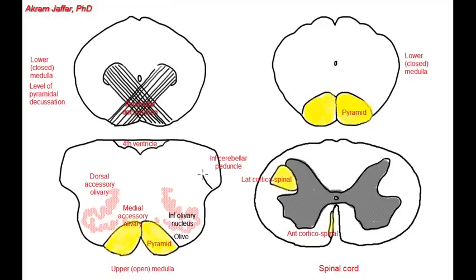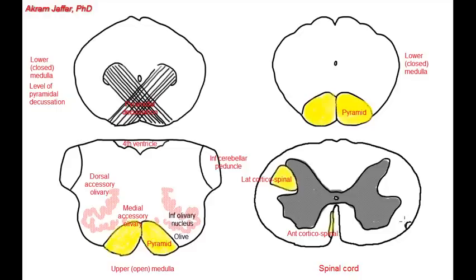There are 3 cerebellar peduncles, inferior, middle, and superior, and they connect the brainstem parts with the cerebellum. So the inferior connects the medulla oblongata with the cerebellum, the middle connects the pons with the cerebellum, and the superior cerebellar peduncle connects the midbrain with the cerebellum.